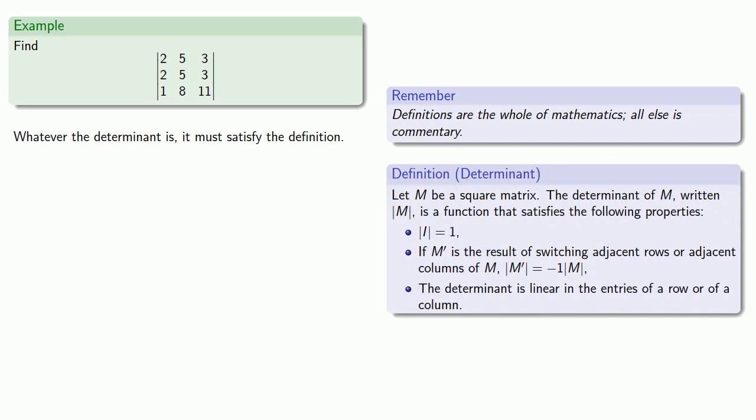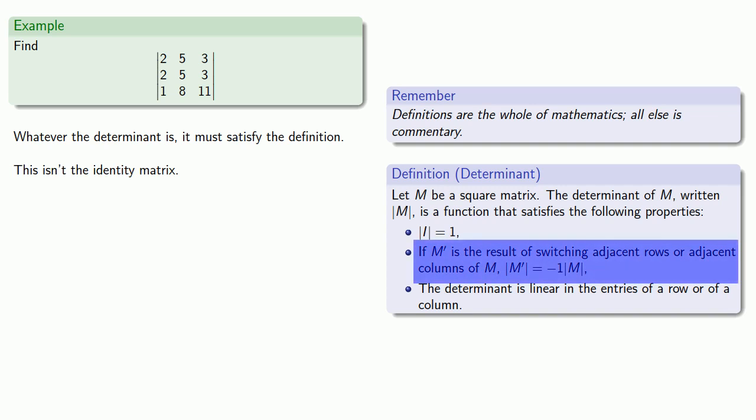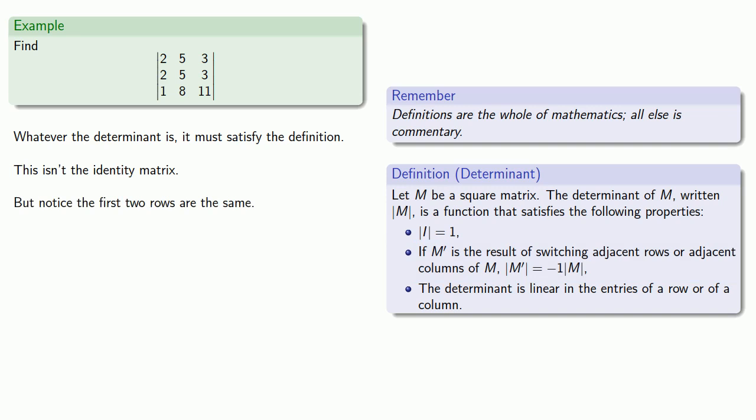So our definition tells us the determinant of the identity matrix is 1, and so the determinant of this matrix is not the identity matrix. Well, that's not quite as useful, but we do know that if we switch adjacent rows or adjacent columns, the sign of the determinant will change. And so we might notice the first 2 rows are the same.